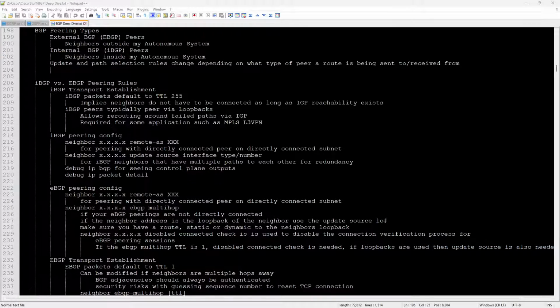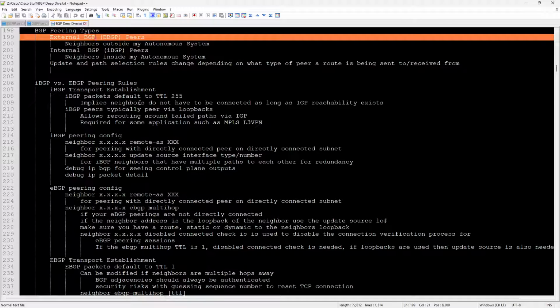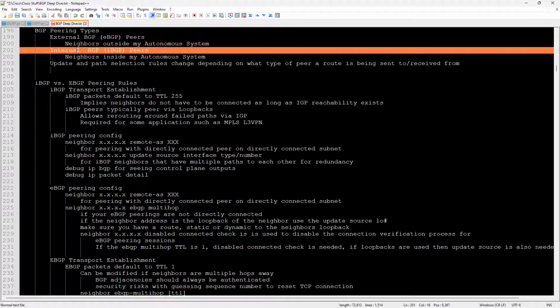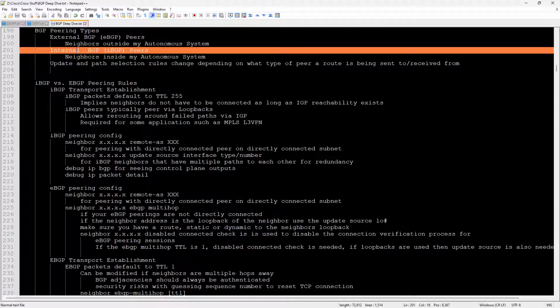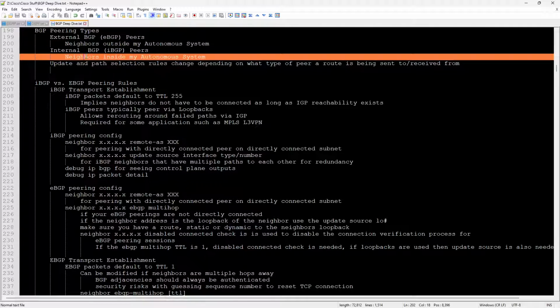So the first type of BGP is going to be an external BGP peer, or EBGP. That should be a little e, by the way, so I will go ahead and save that. These are neighbors outside my autonomous system. And remember, we talked about autonomous system in the previous video, which is the routers you have administrative control over. Then you have an IBGP peer, where our neighbors are inside of my autonomous system.